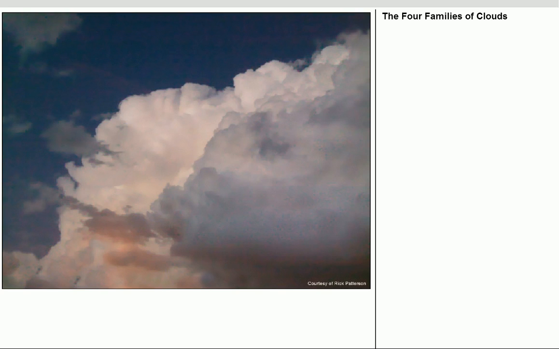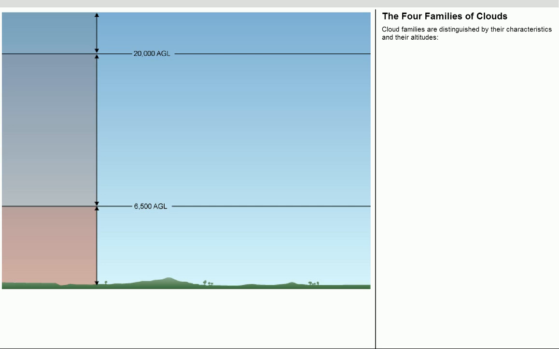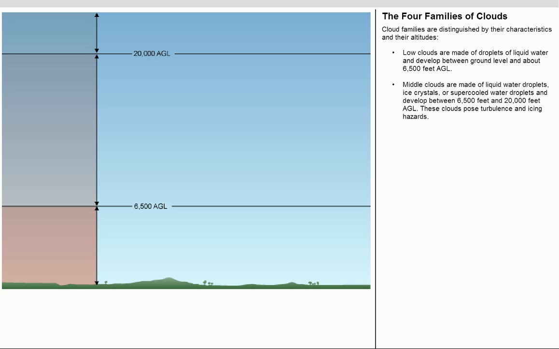Clouds are a visible indication of weather trends in the atmosphere that provide valuable information about current and future conditions. The four basic cloud groups, or families, are distinguished by their characteristics and the altitudes at which they occur. Fog and other low clouds are generally made of small droplets of liquid water. Low clouds develop between ground level and about 6,500 feet AGL.